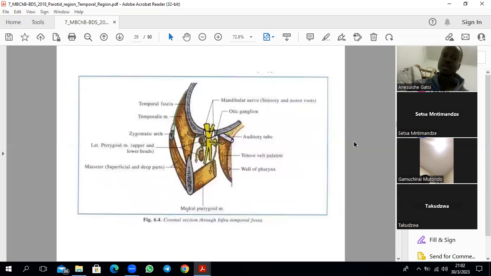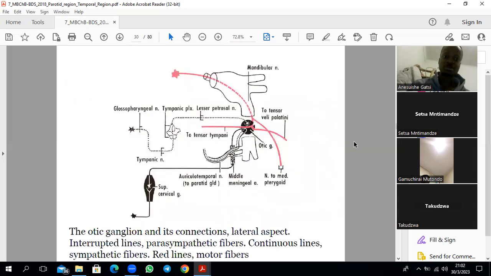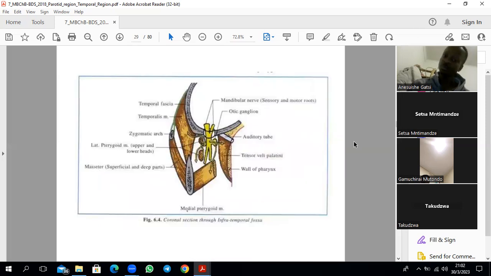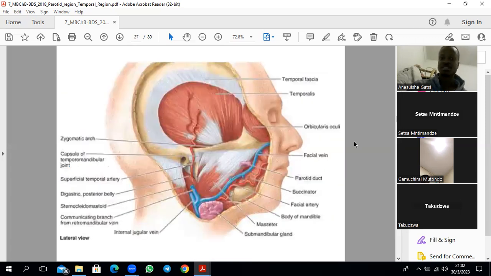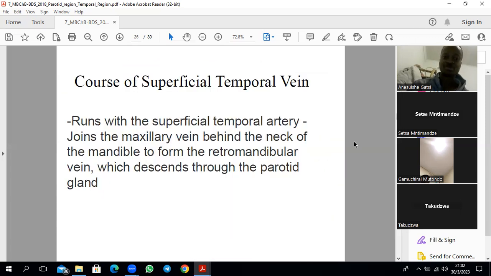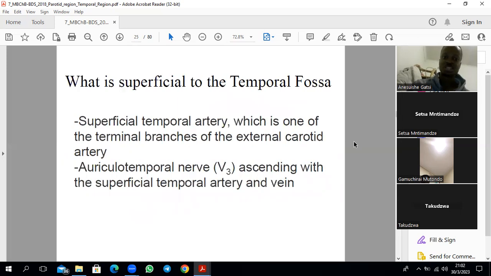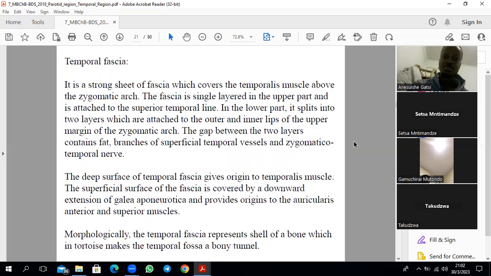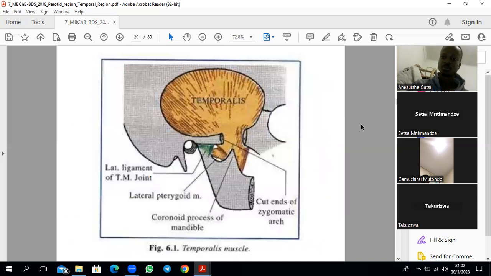Right. So any questions on temporal fossa? It's a very short region, nothing fancy about it. No questions.